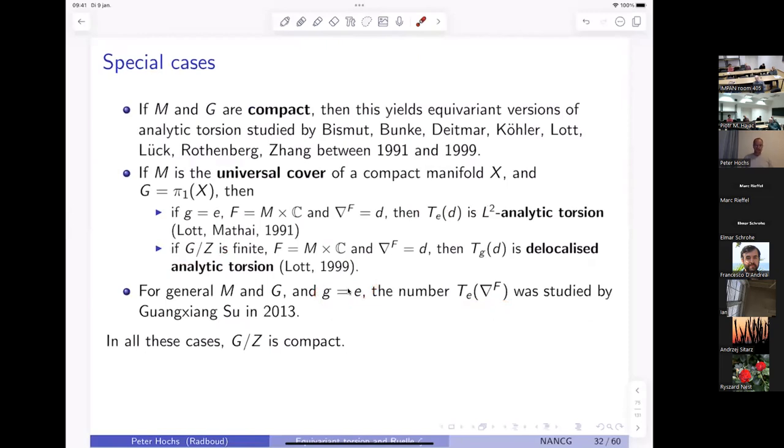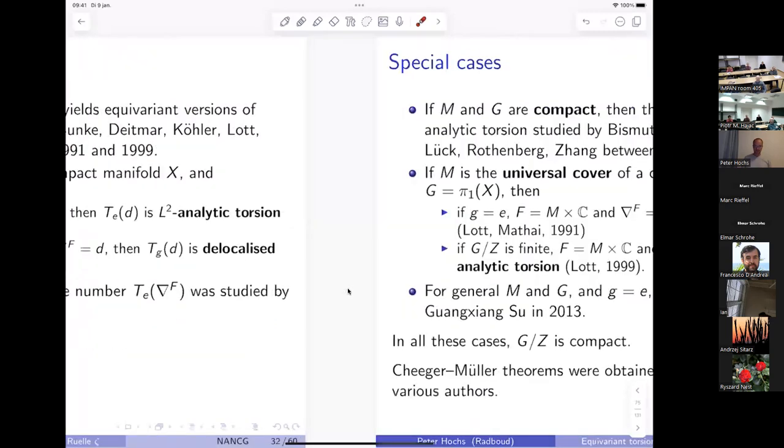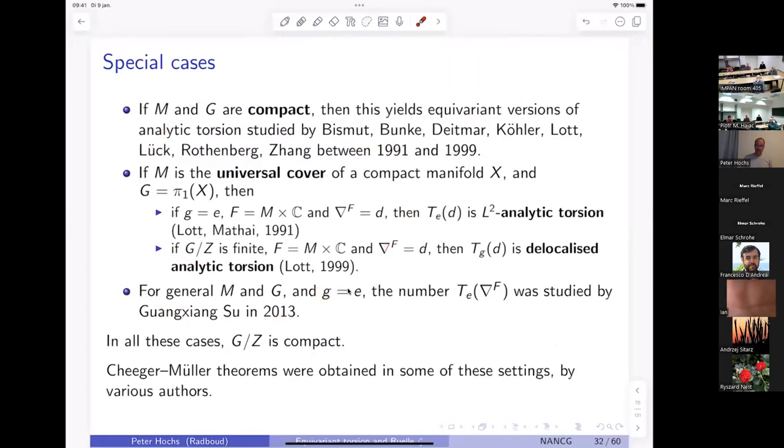In all these cases, G mod Z was compact. If G mod Z is not compact, then there are several difficulties because there's an integral over G mod Z in the definition of the G-trace. But this is a very restrictive assumption. So our goal was, first of all, to unify these things, but also to extend to the case where G mod Z may be non-compact, which covers very many cases. A lot of people proved things about this, for example, noncommutative theorems. So they developed equivariant versions of Reidemeister-Franz torsion and proved equality with their notions of analytic torsion.